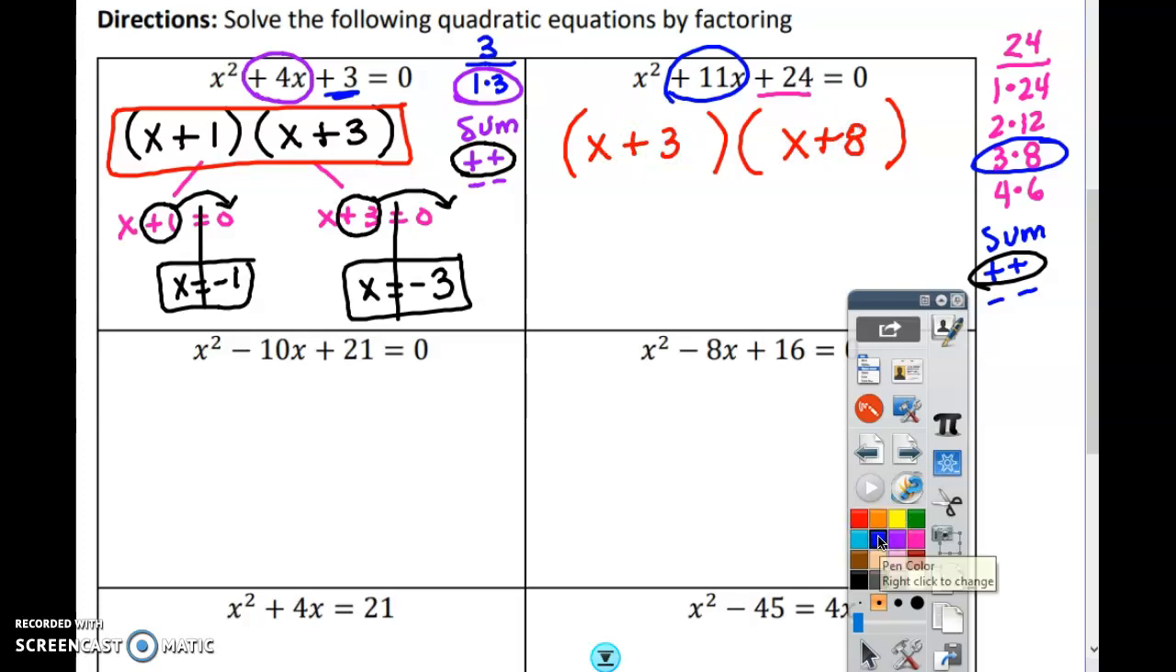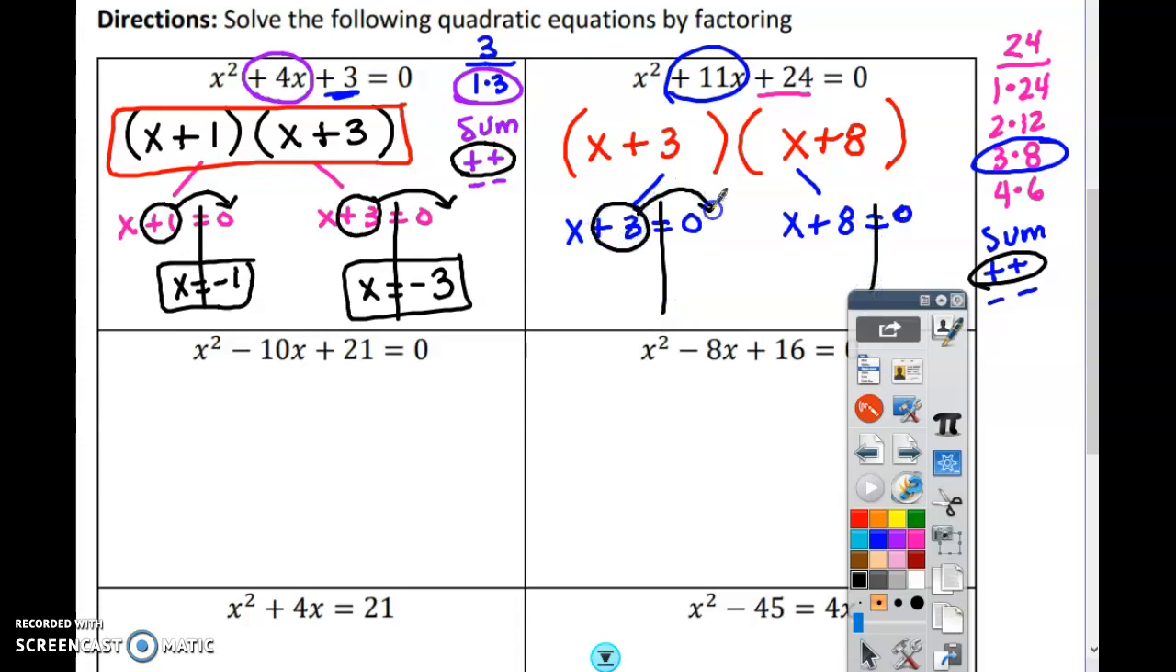And some of you are probably going to skip this step from now on, because you should already know what the solutions are, right? You just change the signs. You can skip this step if you want to, okay? Move this 3 over, change the sign. What's one of my solutions? X equals negative 3. And what's my other solution?